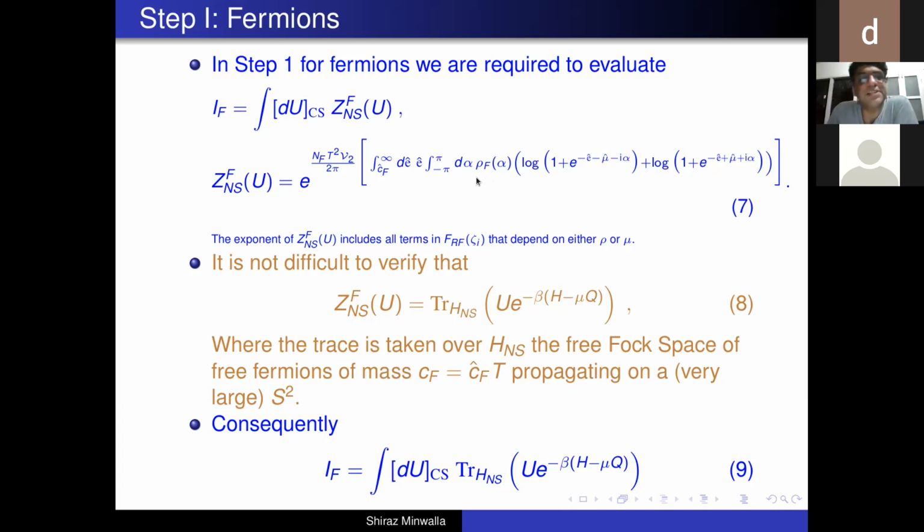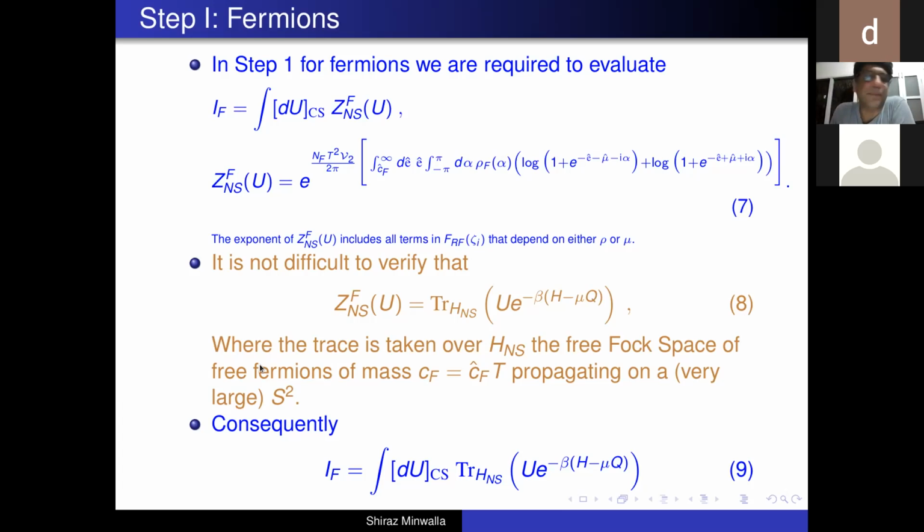Now, this expression is not just simple, it has an interesting Hilbert space interpretation. It's very easy to convince yourself that this quantity here is simply the trace over the matter Fock space of e to the power minus beta H minus mu Q, of the simple free Hamiltonian and free charge of the free matter Fock space, twisted by the holonomy matrix U, where the free Fock space is a free Fock space of fermions with mass CF.